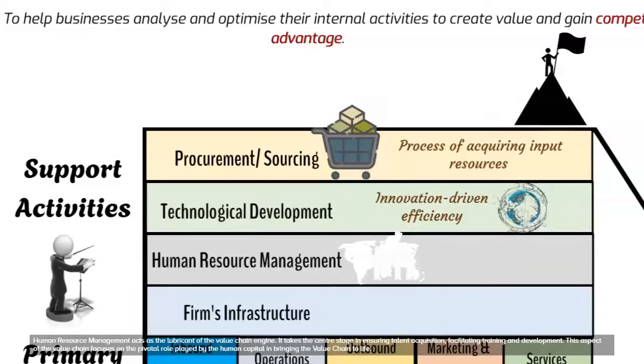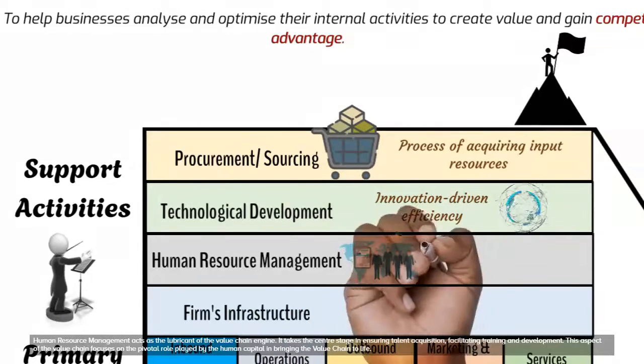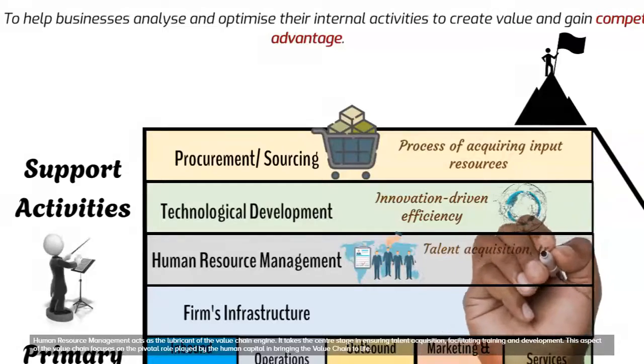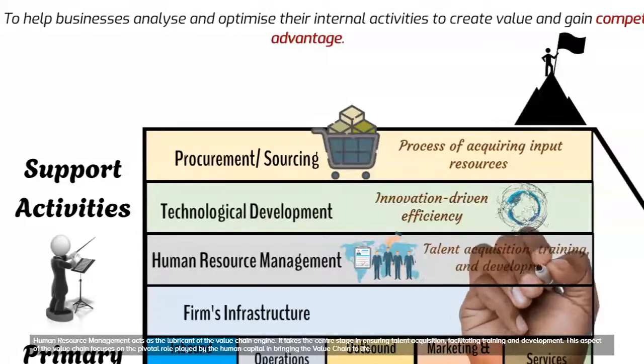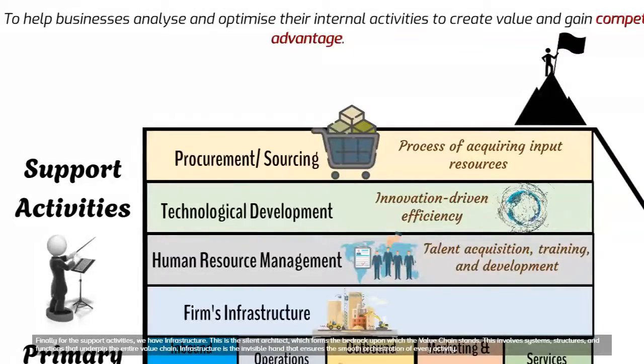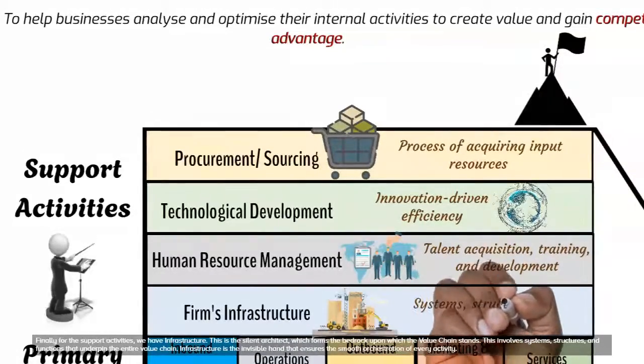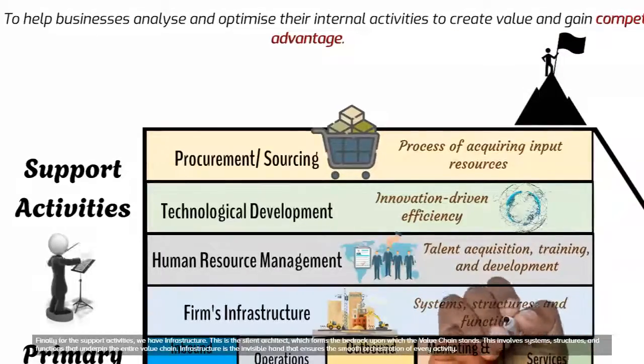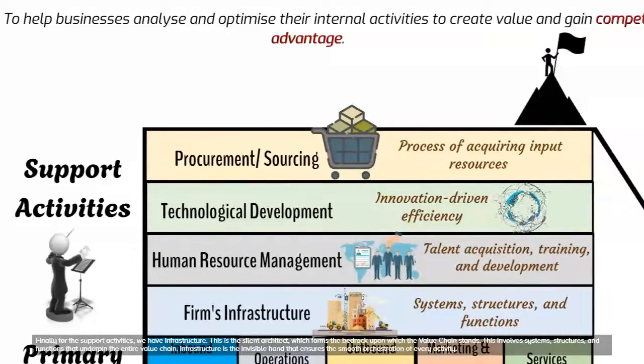Human resource management acts as the lubricant of the value chain engine. It takes the center stage in ensuring talent acquisition, facilitating training and development. This aspect of the value chain focuses on the pivotal role played by the human capital in bringing the value chain to life. Finally, for the support activities, we have infrastructure. This is the silent architect, which forms the bedrock upon which the value chain stands. This involves systems, structures, and functions that underpin the entire value chain. Infrastructure is the invisible hand that ensures the smooth orchestration of every activity.